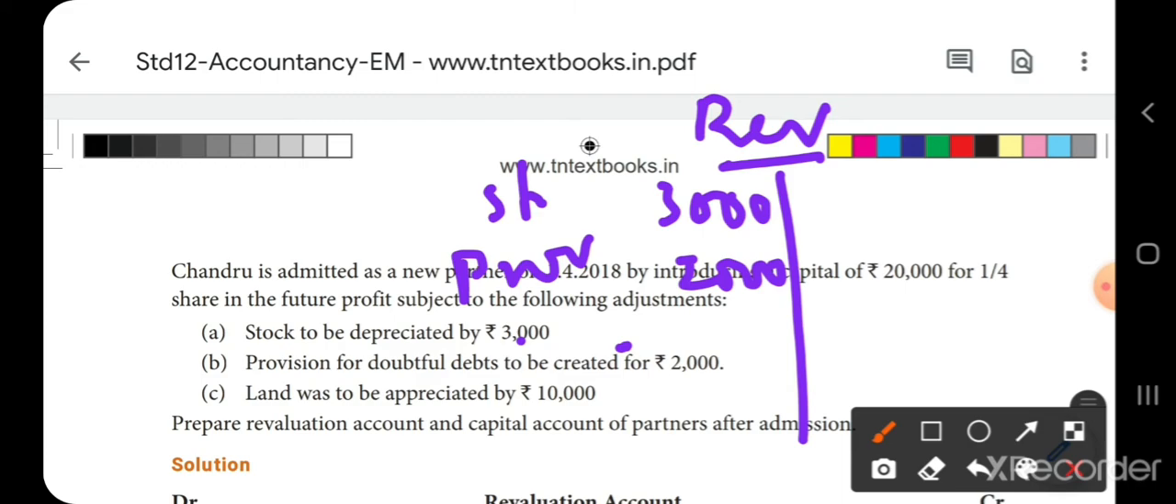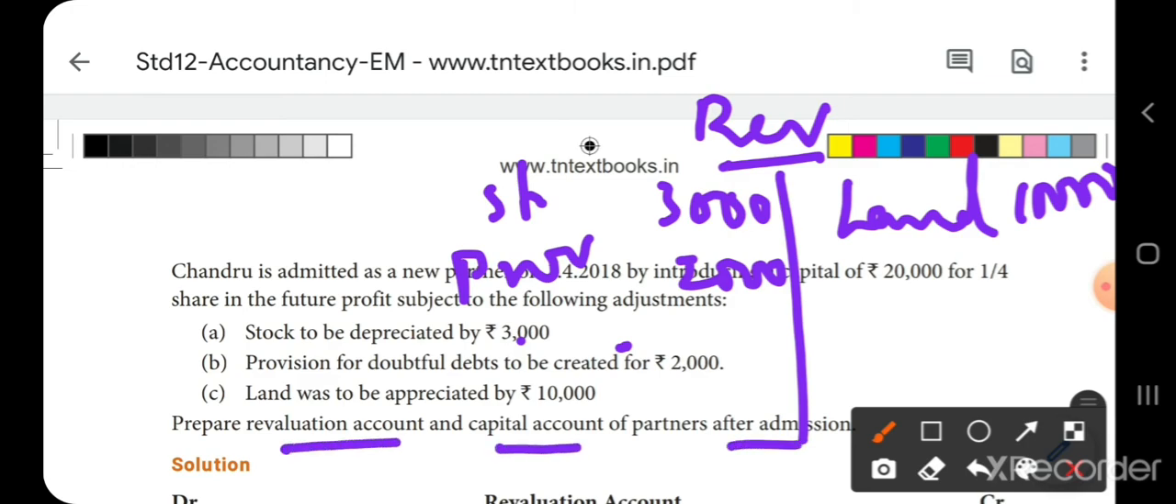Next one, land will be appreciated. Appreciated means increased. Always the value of land will appreciate, will increase only. So when asset is increased, you will write on the credit side, increase in asset 10,000. Now in this case, they have asked you to prepare the revaluation account and capital account of partners. They did not ask the journal entries.